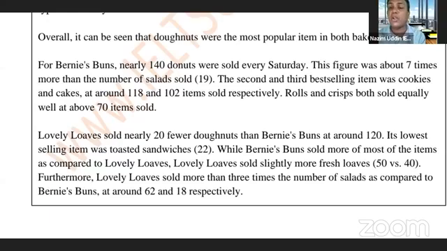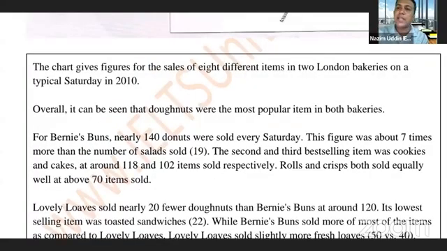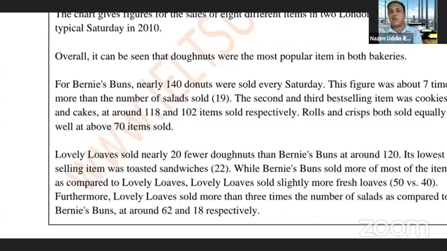Lovely Loaves sold slightly more fresh loaves, that was 50 to 40. Furthermore, Lovely Loaves sold more than 3 times the number of salads as compared to Barney's Buns, at around 62 and 18 respectively. That was their item. It was a good sample of getting 8 score in task 1.